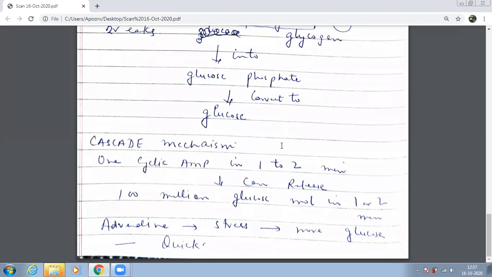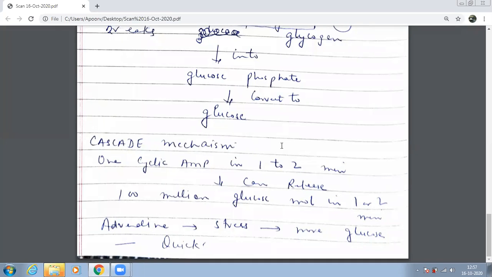So if this meeting gets over, please rejoin on the same track. Don't you think two things need to be justified? It is happening so quickly, within 1 or 2 minutes, the entire thing has happened, and the person is also getting a backup of how many glucose molecules? 100 million.